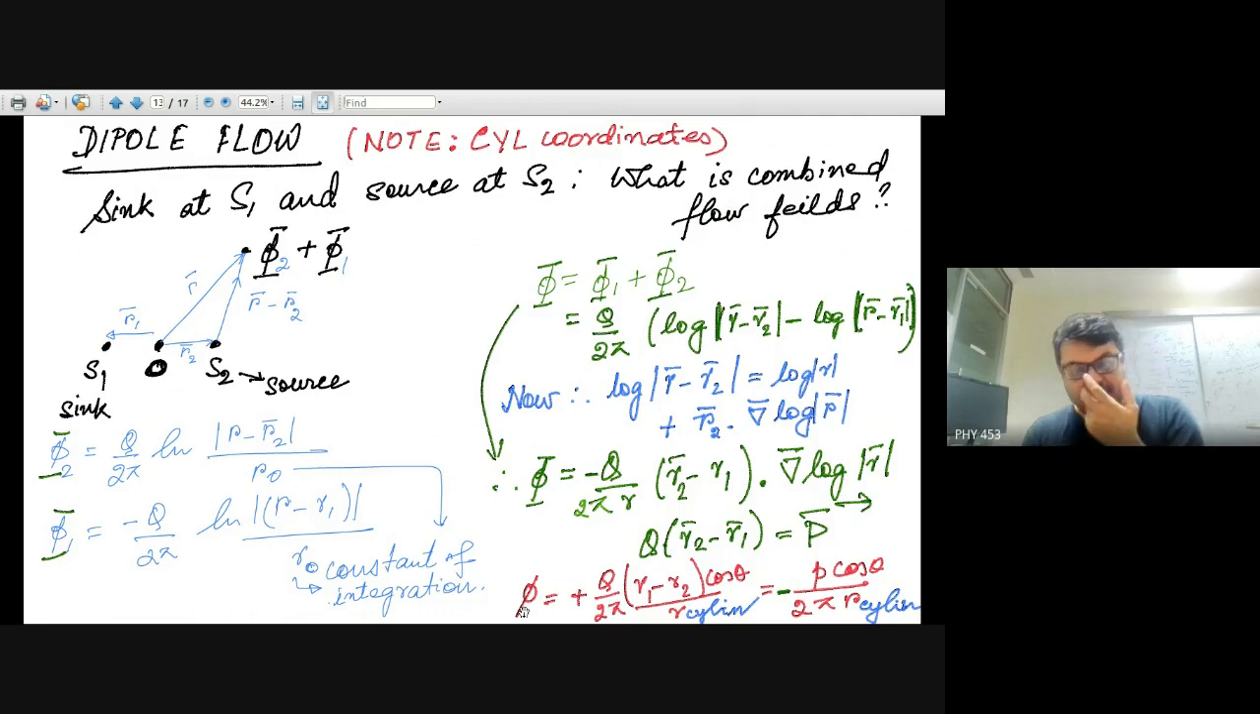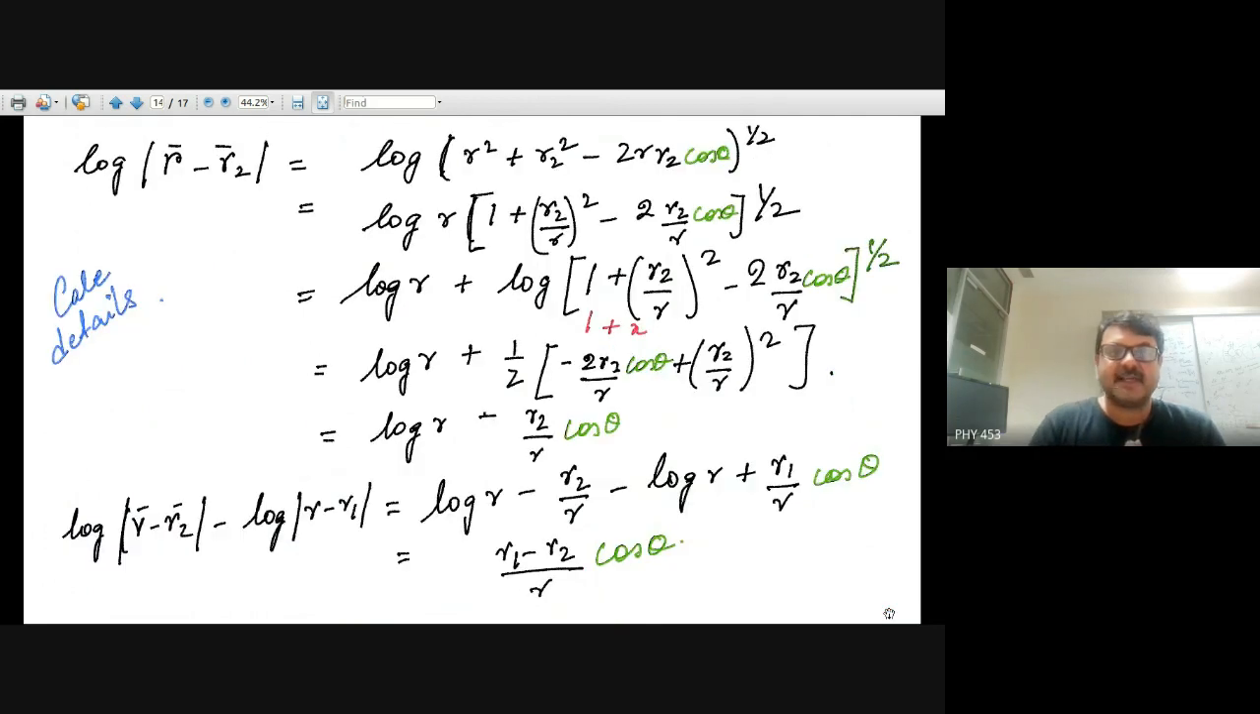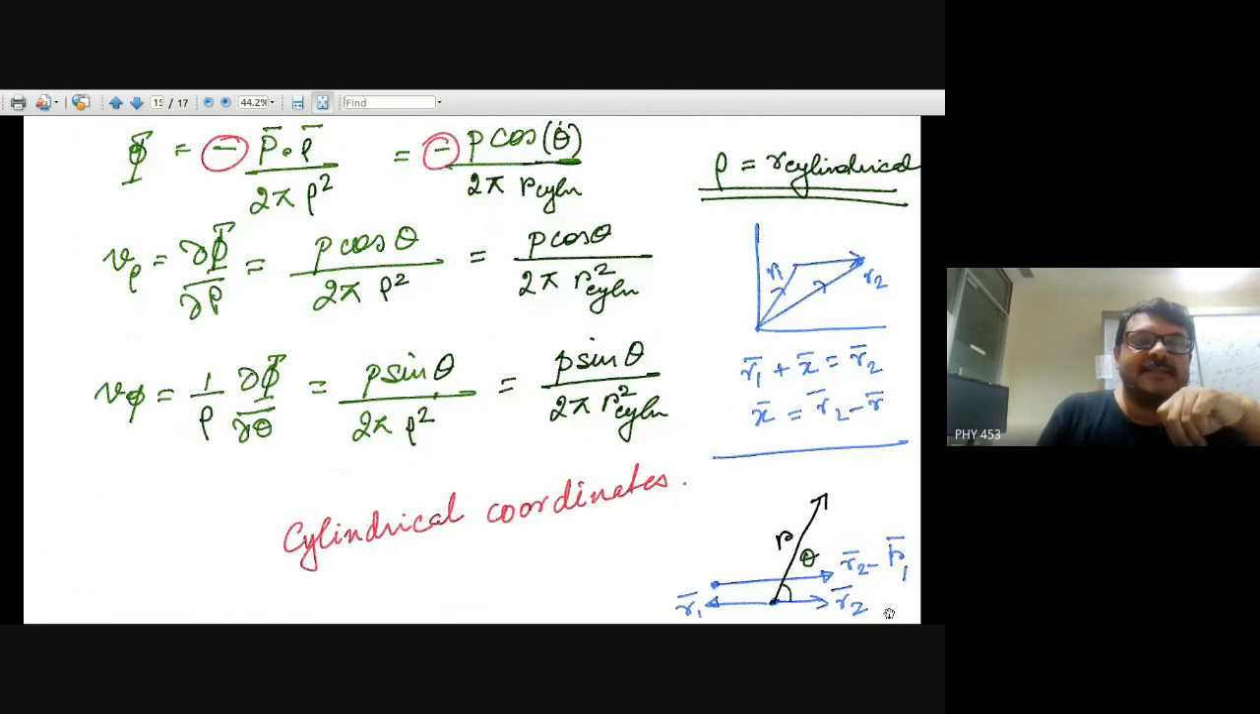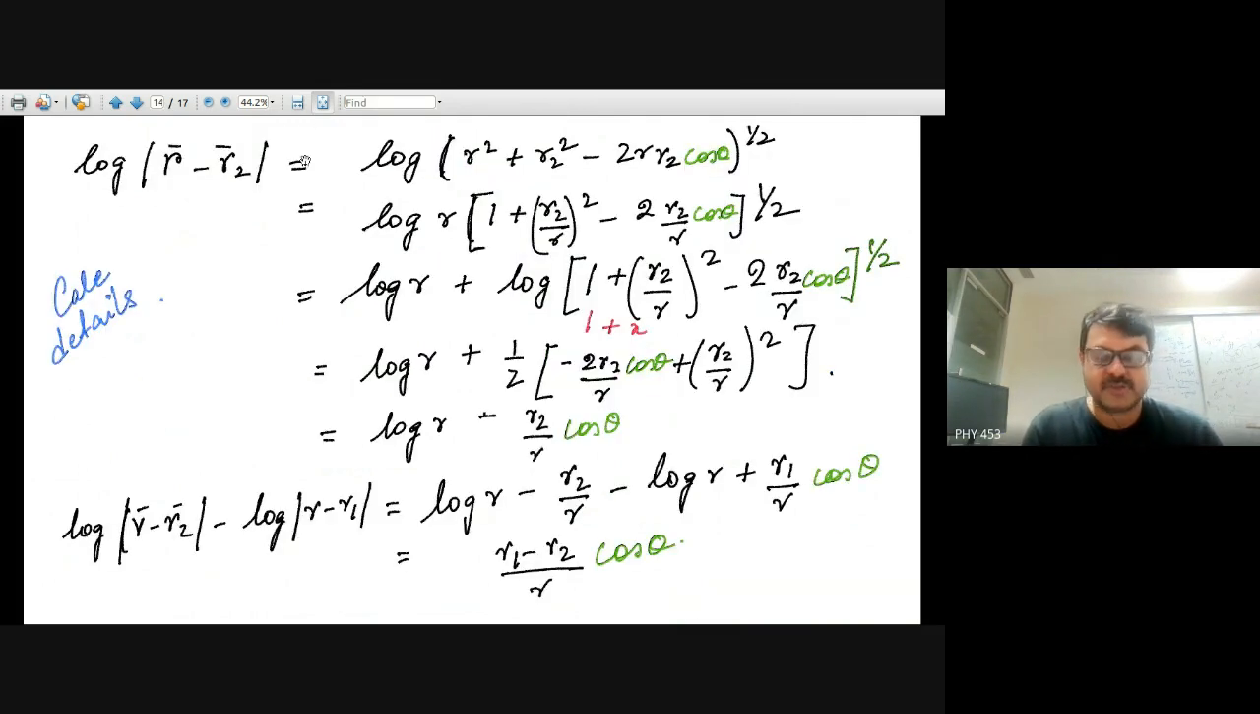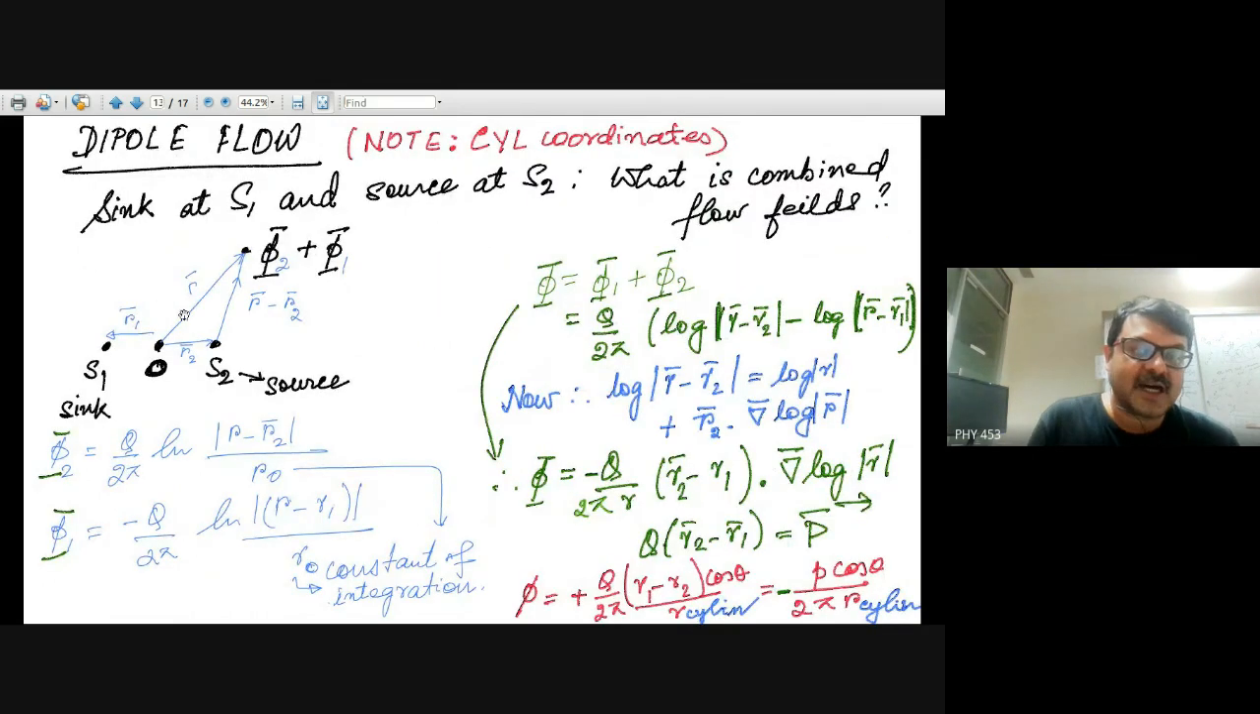So as a consequence, phi equal to q by 2 pi, r1 minus r2, r cylinder. I'm just reminding you, this is in cylindrical coordinates, not in spherical coordinates, cos theta. And then when you write it in terms of r2 minus r1, because that's how p is defined, you get this minus sign, p cos theta upon 2 pi r cylinder. And this cos theta can be absorbed as p dot rho. Rho, okay, I've mixed up. So this r is rho. I'm just writing it.